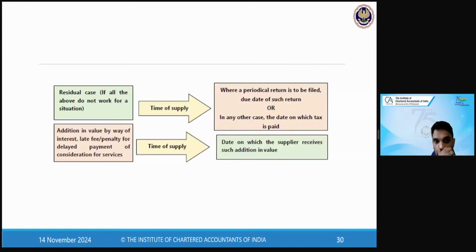Okay. In case of residue cases, if the above does not work, then the time of supply will be where the periodic return is filed, the date on which such periodic return is filed. And when you are not filing periodic return, in addition in value by way of interest, late fees or penalty for delayed payment of consideration, time of supply will be the date on which the supplier received such additional payment. When the supplier receives such additional value, that is the time of supply. That is on cash basis.